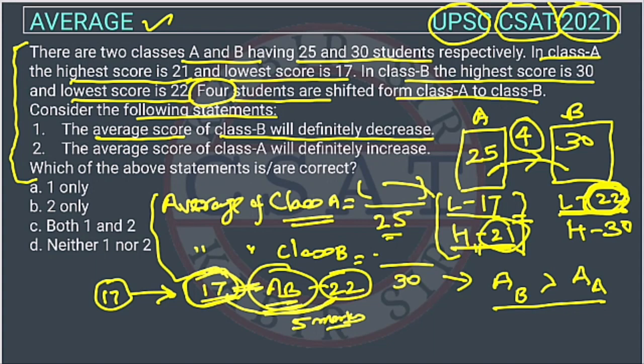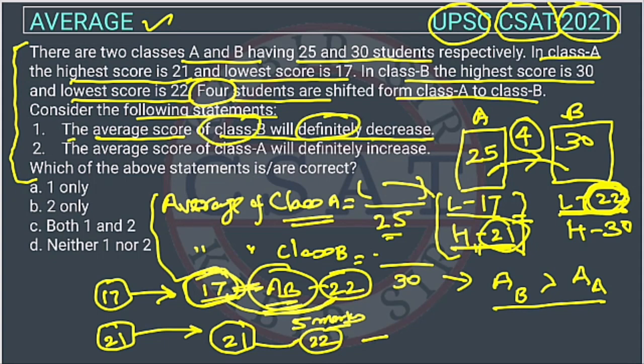Or maybe it is possible that we are shifting the highest marks students from class A to class B. Even in that case the average will reduce, because here the maximum marks is 21 but the average score of class B is 22. So still there is a difference. So still the average will reduce. So we can conclude that the average score of class B will definitely decrease in both cases, right? So this option is right.